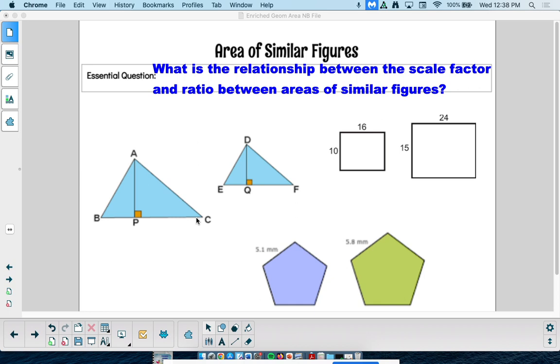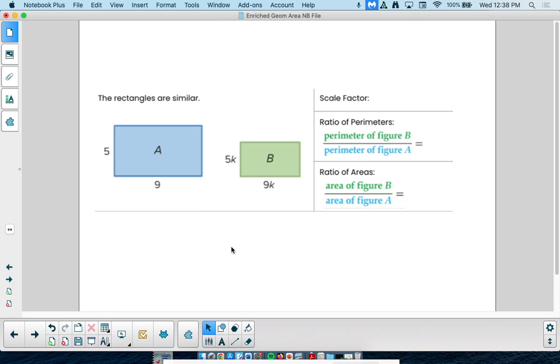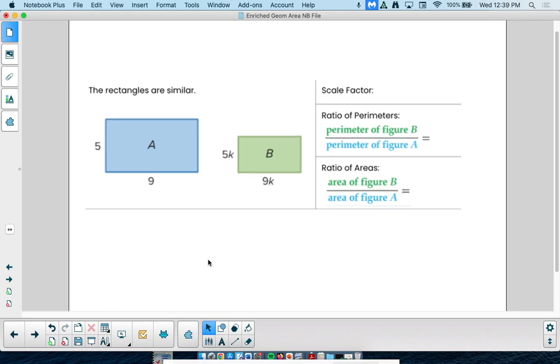Same shape, different size, and we're going to use ratios. Perfect. You guys nailed it. So this first part of our notes is just for us to figure out the pattern, okay? Because we're going to see a pattern and then we're going to use the pattern to solve problems.